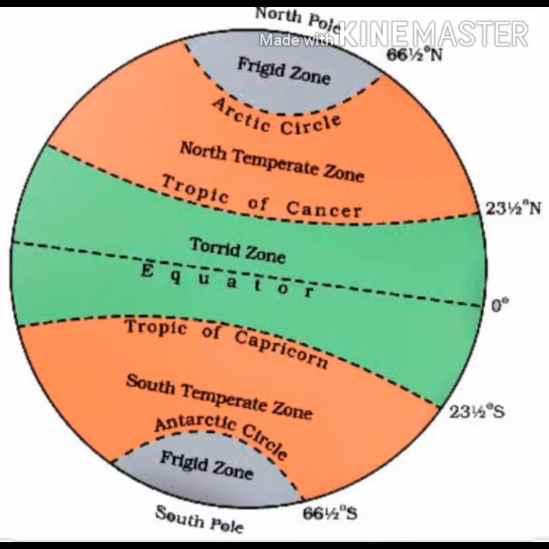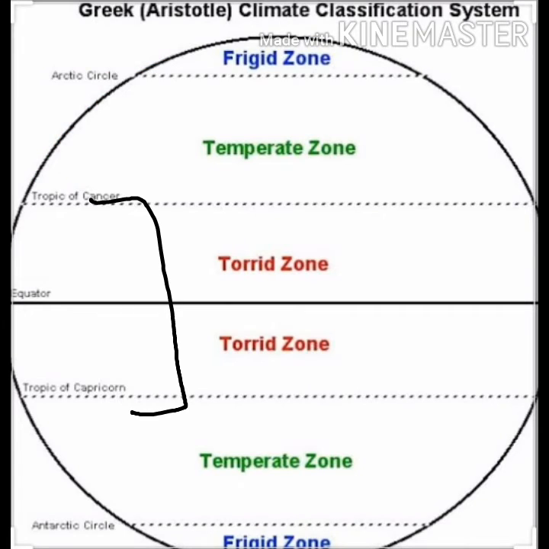Now we are going to study about the different heat zones of the earth. There are three main heat zones of the earth, which are the torrid zone, temperate zone and frigid zone. So let's talk about them in detail. First of all, let's come to the torrid zone. All the latitudes lying between Tropic of Cancer and Tropic of Capricorn are covered in this zone.